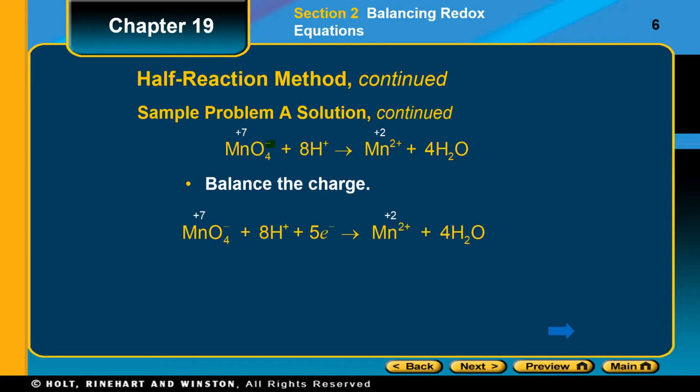So that will cause us to have a -1 +8, so that's +7, and then plus a -1 of 5 electrons. That will make us have a +2, and that will balance that out. So we have the charges balanced as well.